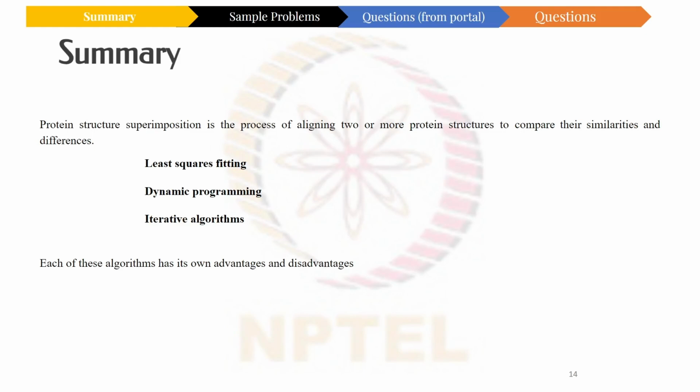Then we have dynamic programming. Similarly, we have dynamic programming in sequence alignment; here we have dynamic programming in structure alignment. Again, it uses a matrix and compares different parts of the structures, gradually adjusting them to find the best overall alignment. That means it goes part by part. This dynamic programming is like solving a puzzle where each piece of the structure is moved and rotated until the best fit is achieved.